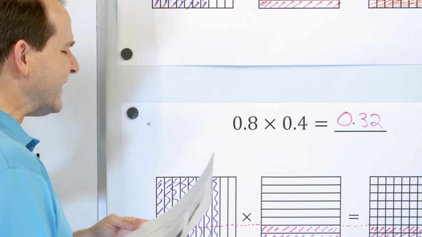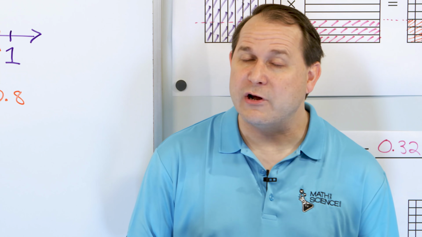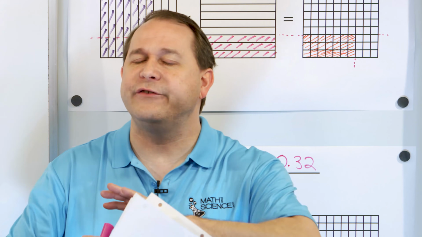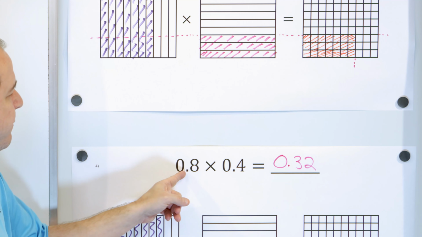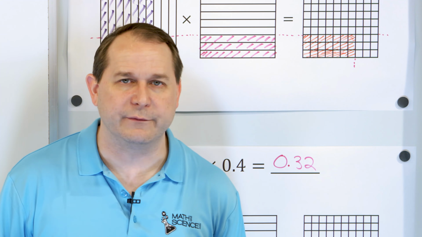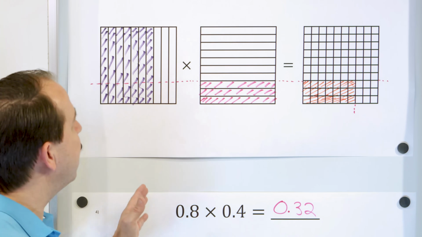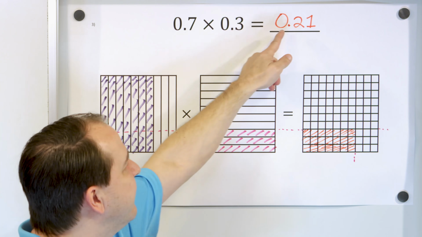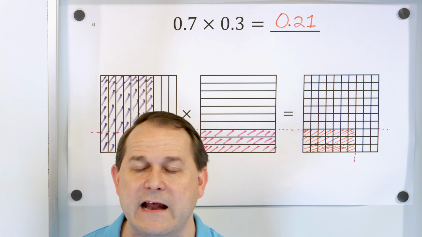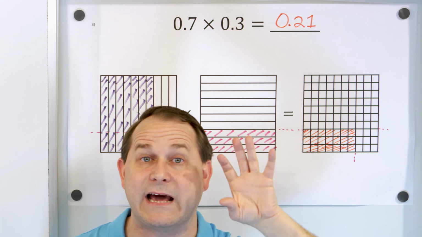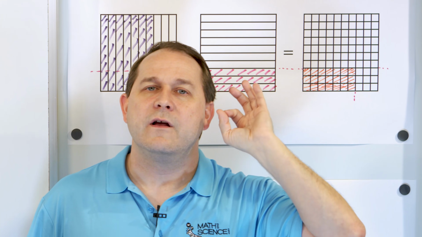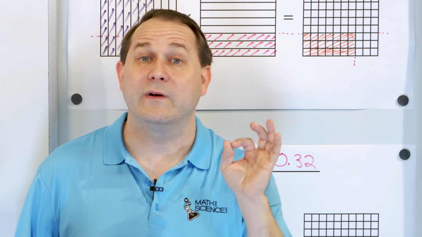So, in this lesson, we have learned, believe it or not, something really important. I do not care if you know that 0.8 times 0.4 is 0.32. I do not care if you know that 0.7 times 0.3 is 0.21. I don't care about that. I will show you how to write it down and calculate it in a few lessons. All I care about is you understand what's happening.